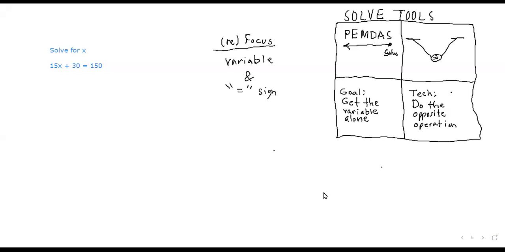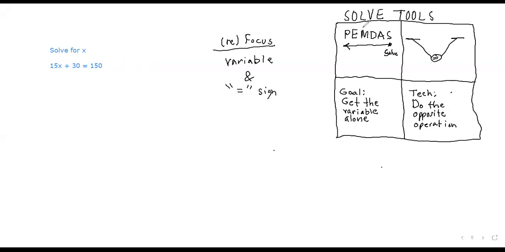Here we are going over a HESI problem for the St. Paul School of Nursing, and it's asked us to solve. So let's jump into it. We want to solve the equation 15x plus 30 equals 150. So how do we do this? We're going to use our solve toolbox here.